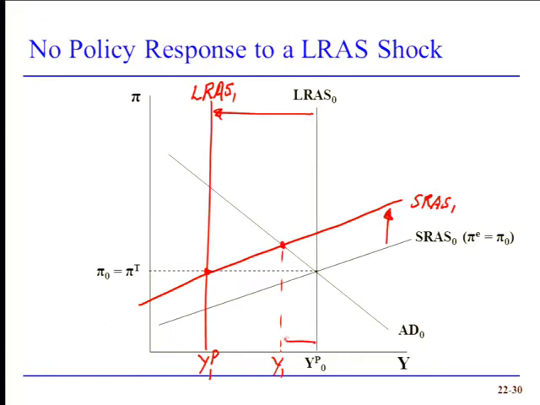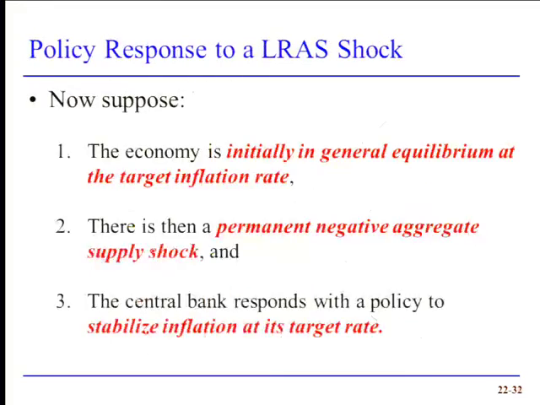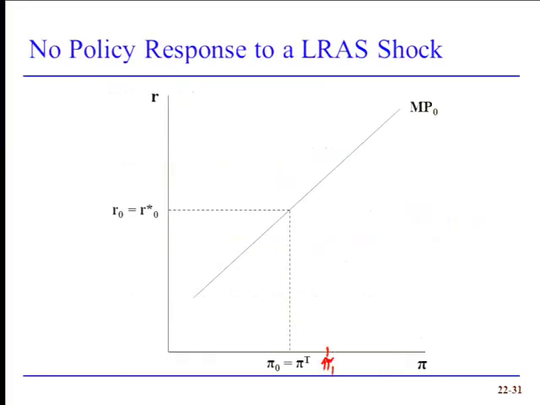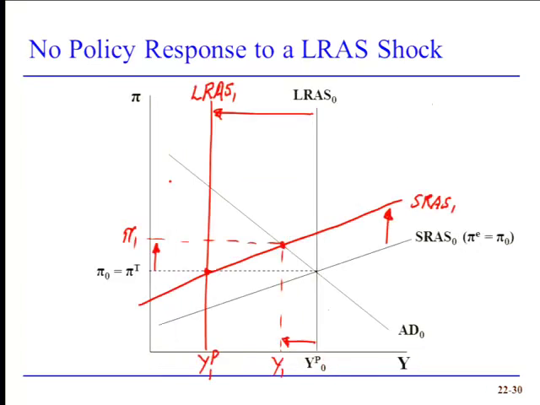Economic output falls to Y1. Inflation rises to pi 1. Now, because of that higher inflation at pi 1, the monetary policy curve tells us what happens to the actual real interest rate. It goes up. Of course, where we are is a short-run equilibrium, but not a general equilibrium.